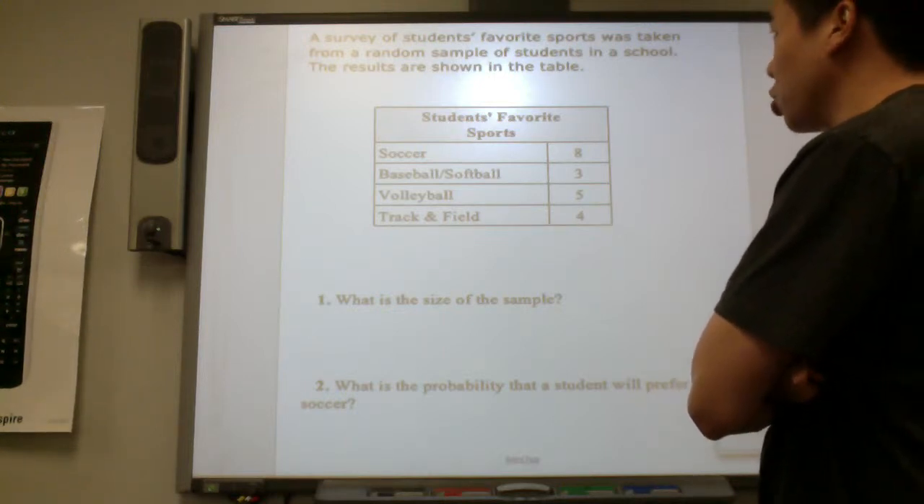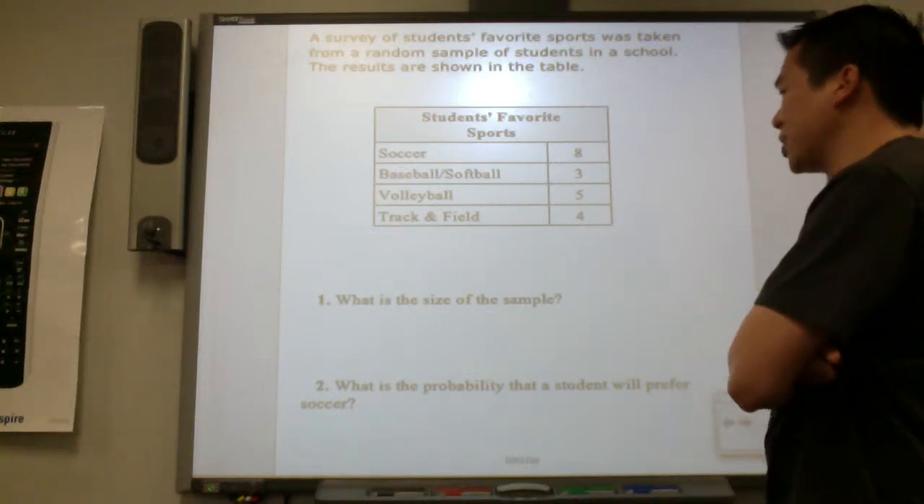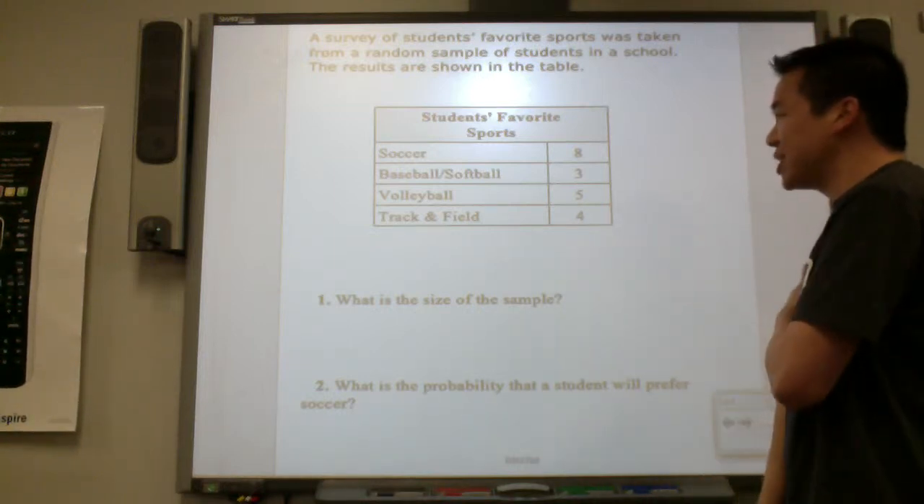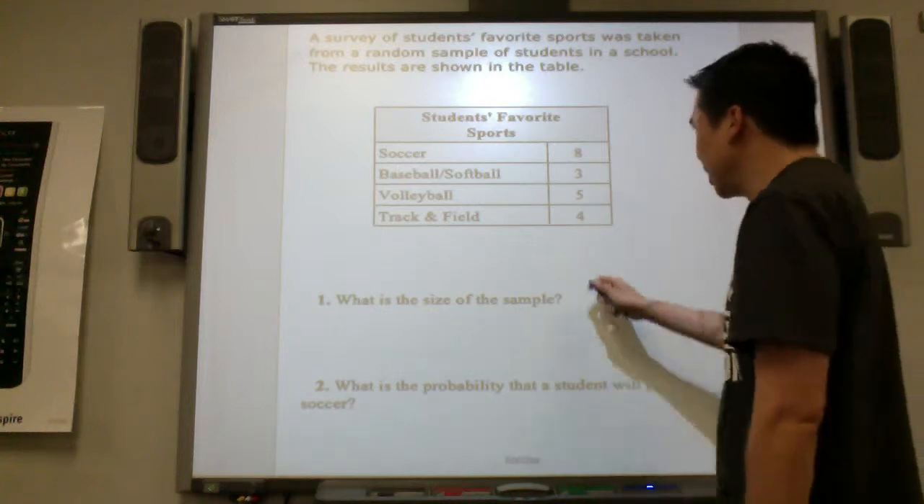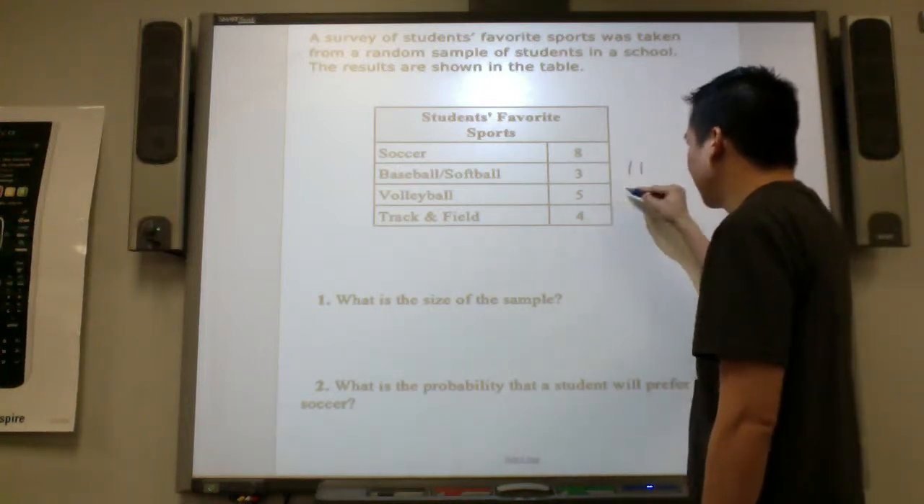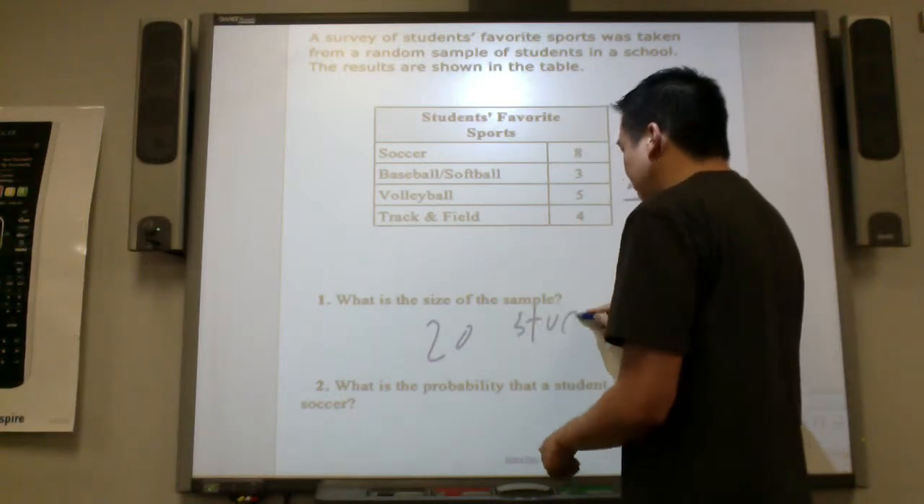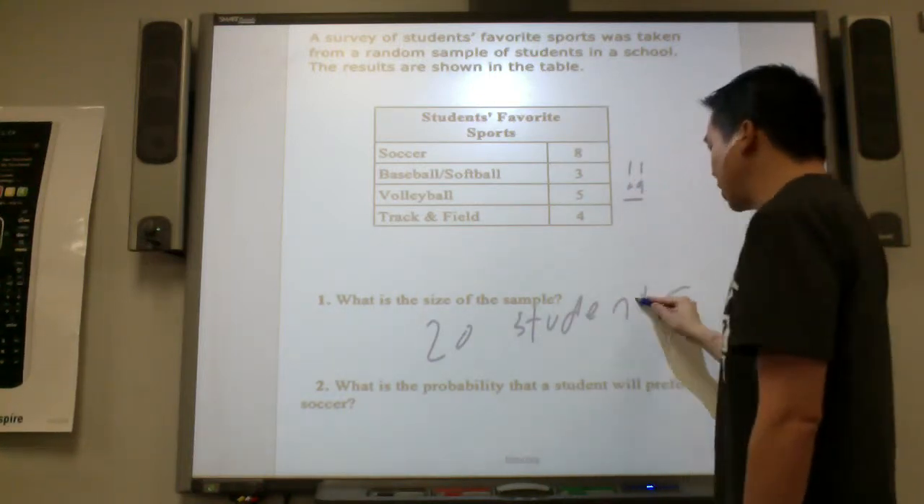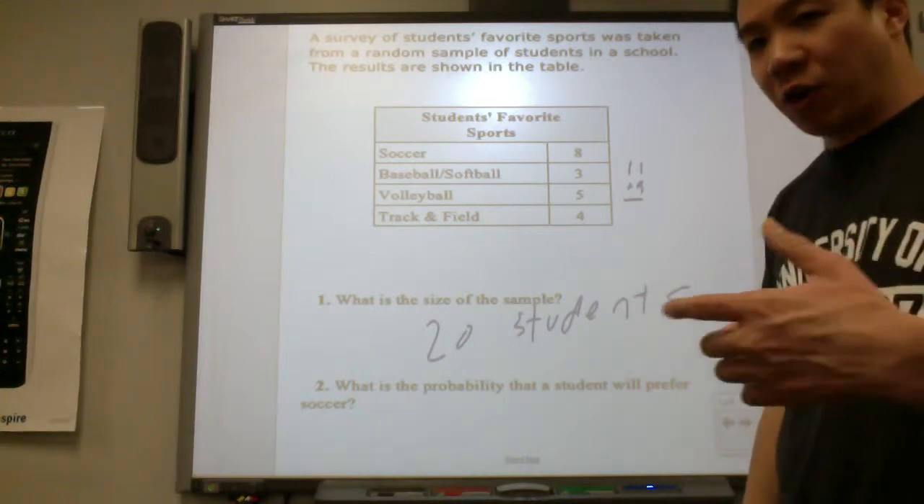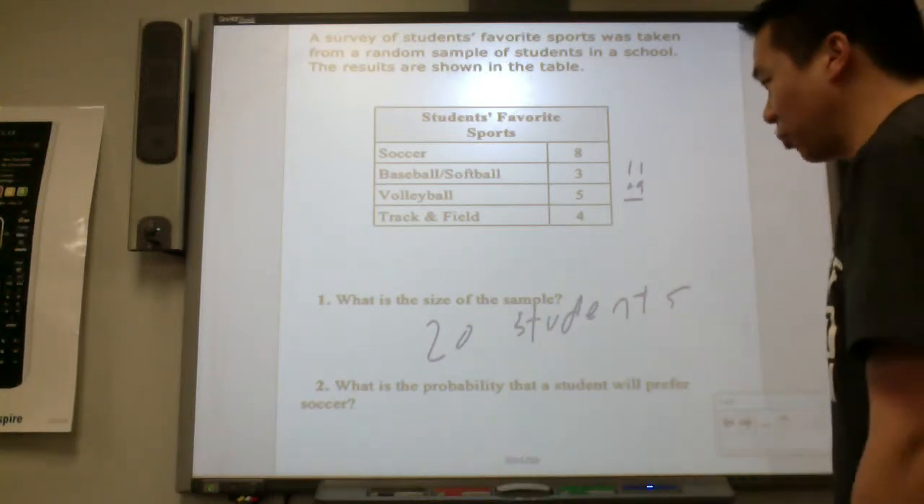All right, so a survey of students' favorite sports was taken from a random sample of students in the school. The results are shown in the table. What was the size of the sample? How many students did they ask? Let's see, 8 plus 3 is 11, 9. They asked 20 students. Instead of asking the entire population, they only asked 20 students for their opinion, and from them, they can generalize about the general population.